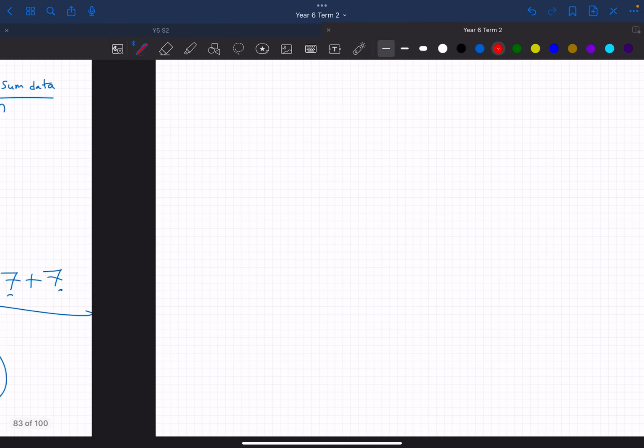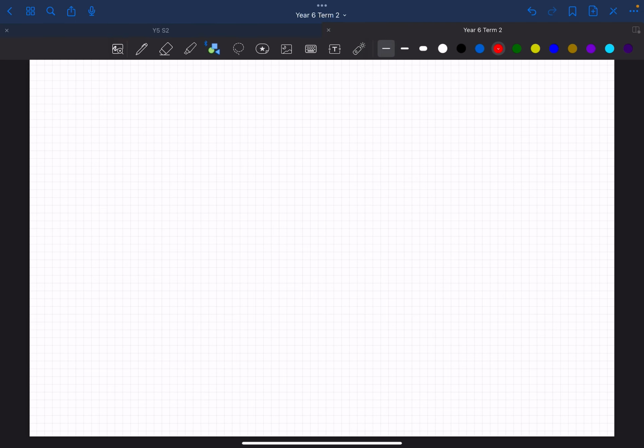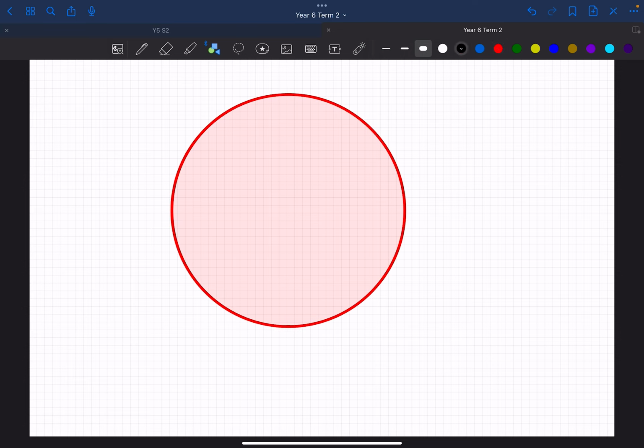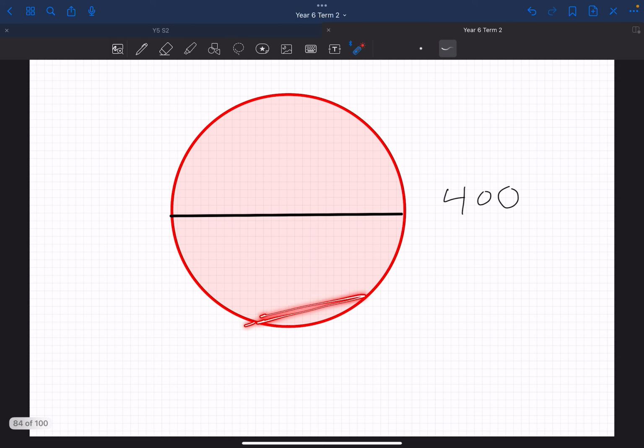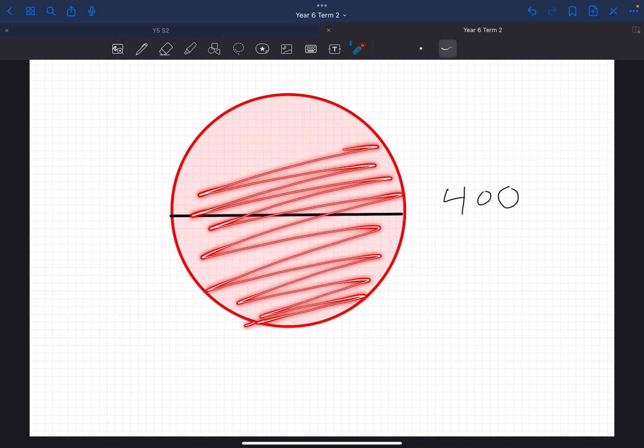Now pie charts. Pie charts are figures used to represent data. So when we want to represent data, we use pie charts. This is a pie chart. Look here. When I divide something into two equal parts, let's say, for example, I told you that I have 400 things, whatever they are, representing this whole circle, which is a pie chart.